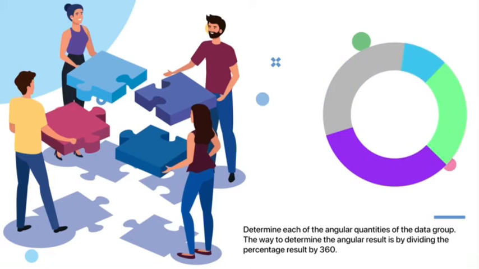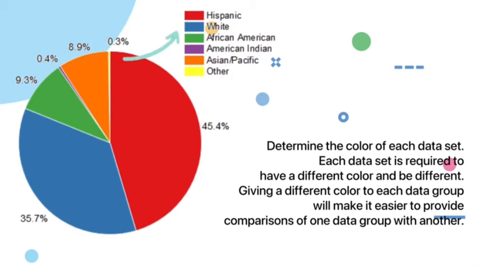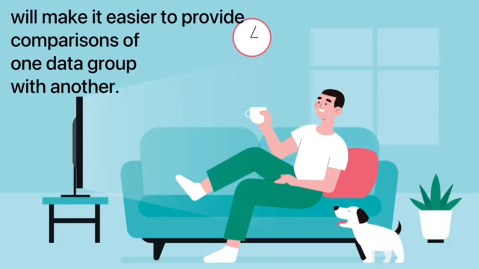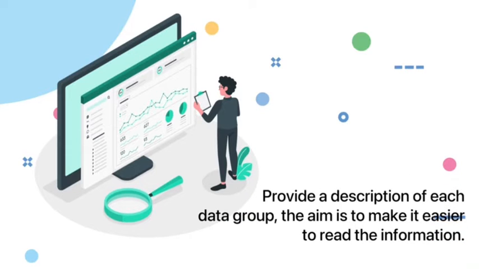Determine each of the angular quantities of the data group. The way to determine the angular result is by dividing the percentage result by 360. Determine the color of each data set. Each data set is required to have a different color. Giving a different color to each data group will make it easier to compare one data group with another. Provide a description of each data group. The aim is to make it easier to read the information.